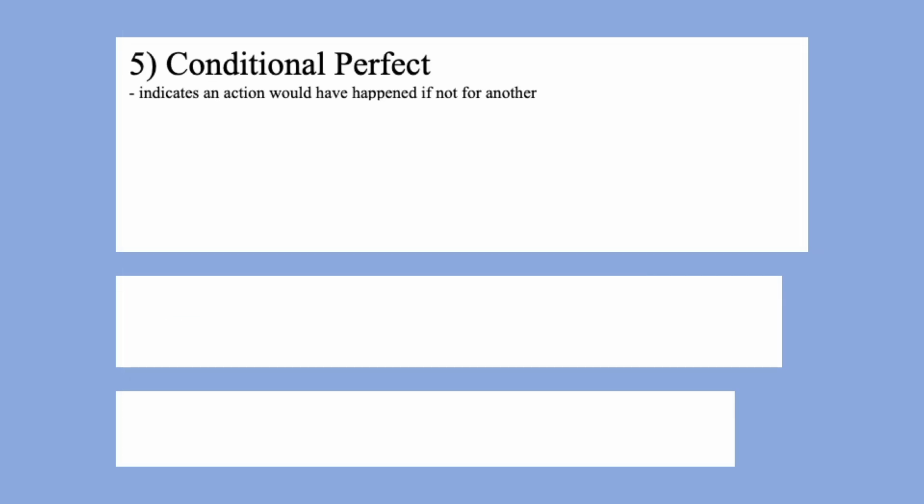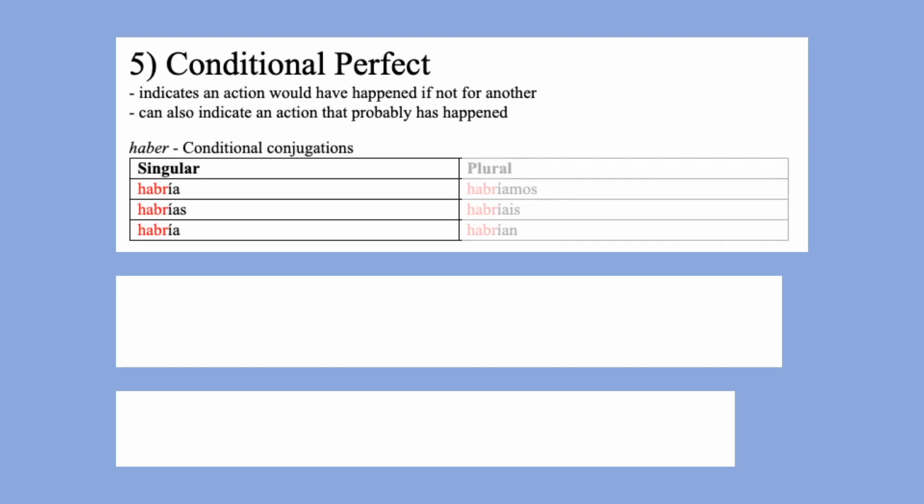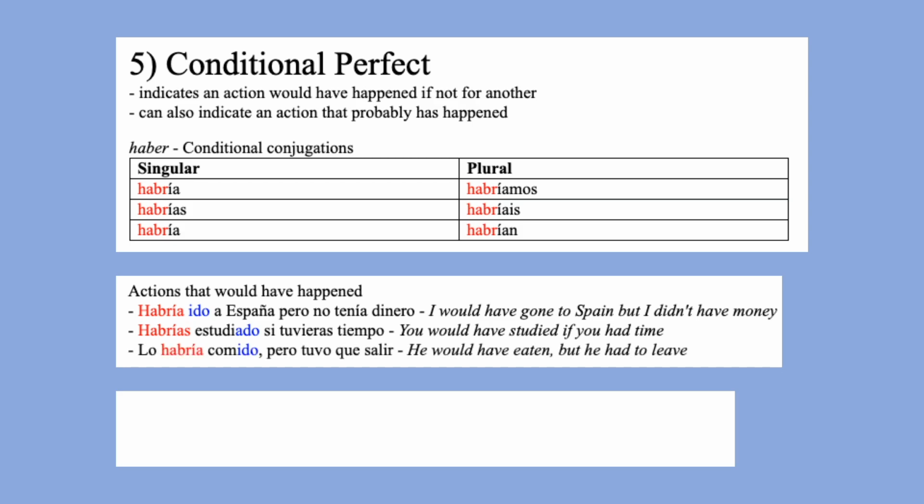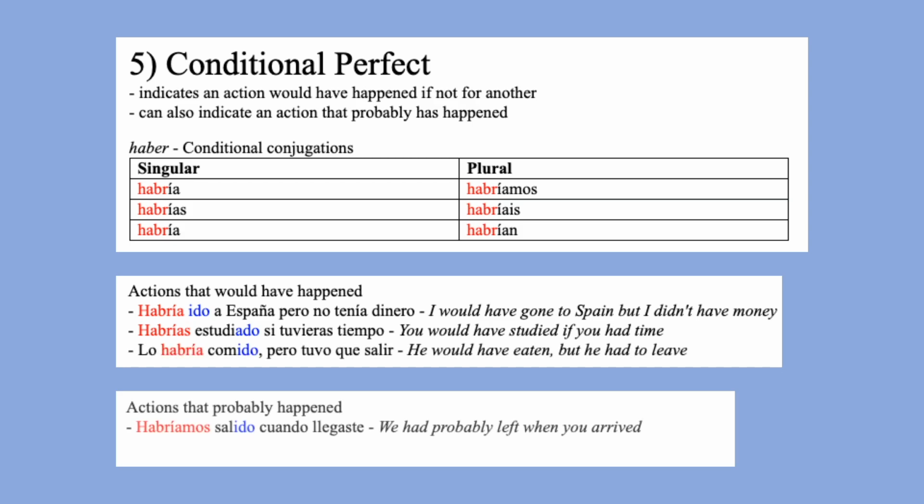The conditional perfect indicates an action would have happened if not for another, and can also indicate an action that probably has happened. Habría ido a España pero no tenía dinero. Habrías estudiado si tuvieras tiempo. Lo habría comido pero tuve que salir. Habríamos salido cuando llegaste. Lo habrían entregado al fin del día.